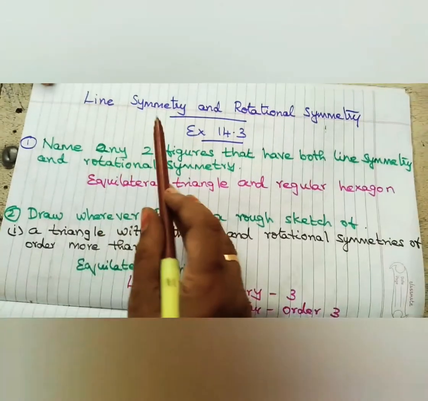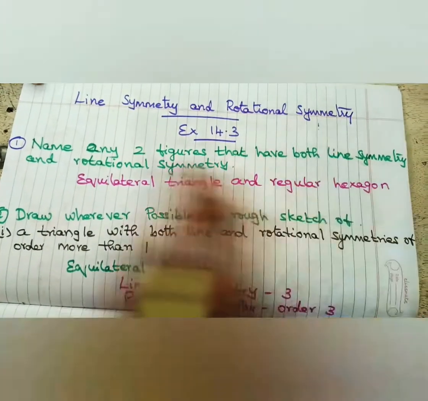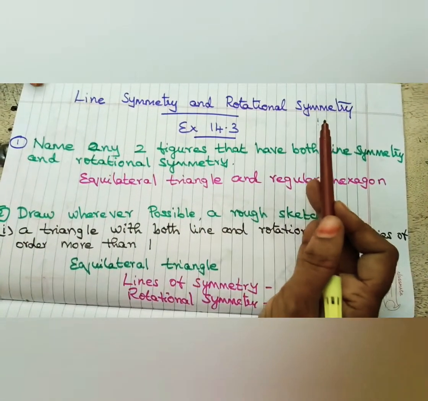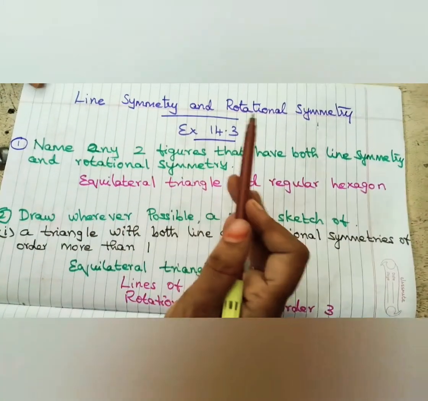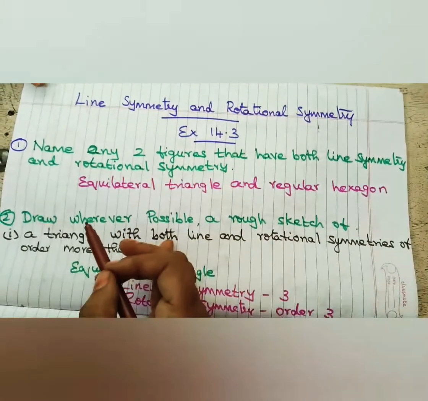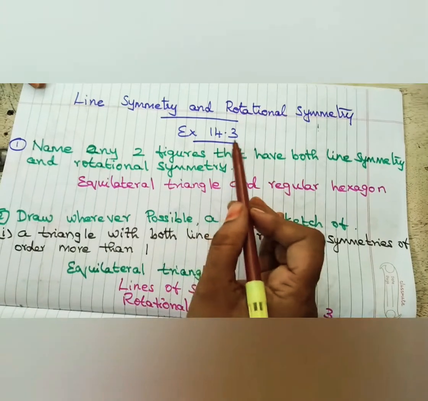Today you are going to see about line symmetry and rotational symmetry. We saw line symmetry and rotational symmetry separately. Now we are going to see about line and rotational symmetry in a single figure. Going to exercise 14.3.